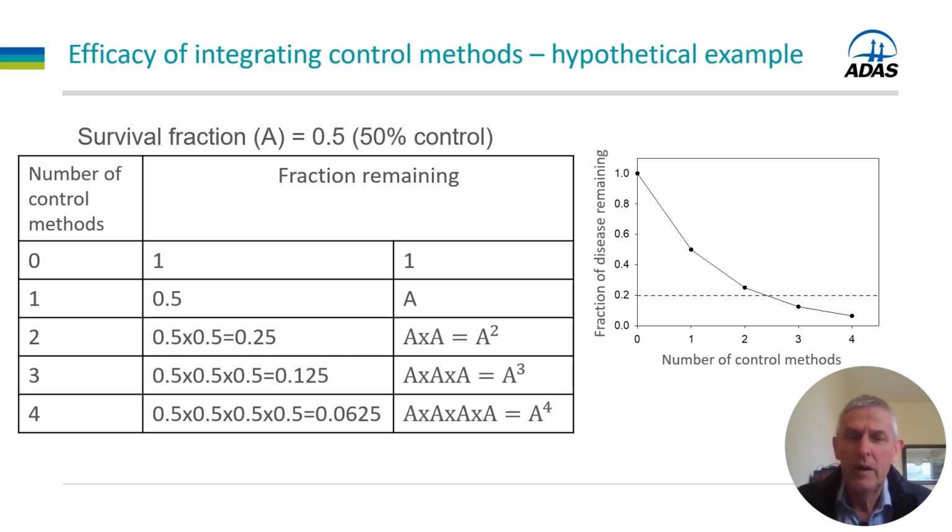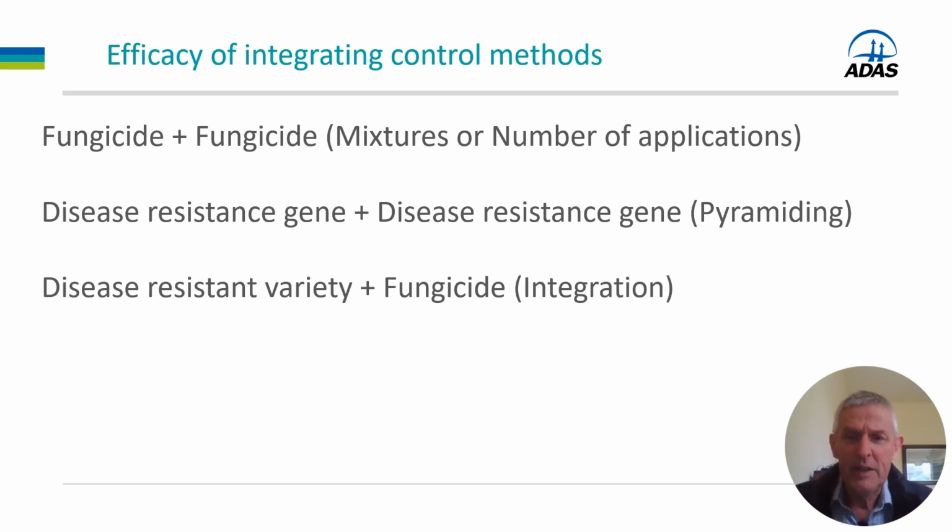So let's take a look at some more specific examples of how this works in practice. And we can think about it in these 3 examples. So we could be thinking about combining fungicides in mode of action mixtures. We could be thinking about combining particular applications in a spray program. Or we could be thinking about combining partial disease resistance genes, what's termed pyramiding, where a plant breeder will accumulate 2 or more disease resistance genes into a variety or a variety mixture. And then we can think about a more traditional form of integrated control, in this particular case integrating a disease resistant variety and a fungicide. And we have evidence on all of these and how the multiplicative survival model works.